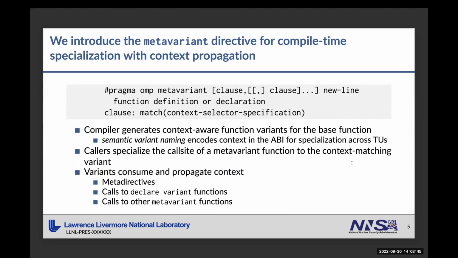So we're playing around with the idea of something that we were calling meta variant because why not? More low edit distance names. What could go wrong? But the entire idea is let the compiler generate context-aware function variants for the base function. And then we have a way to attach kind of semantic naming to these variants so that you can get a reliable ABI across translation units.